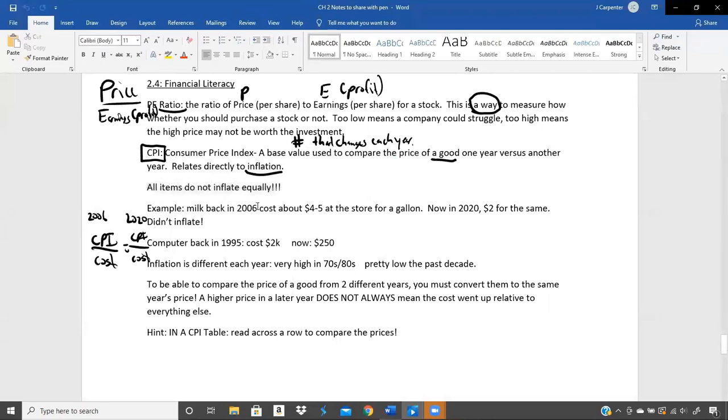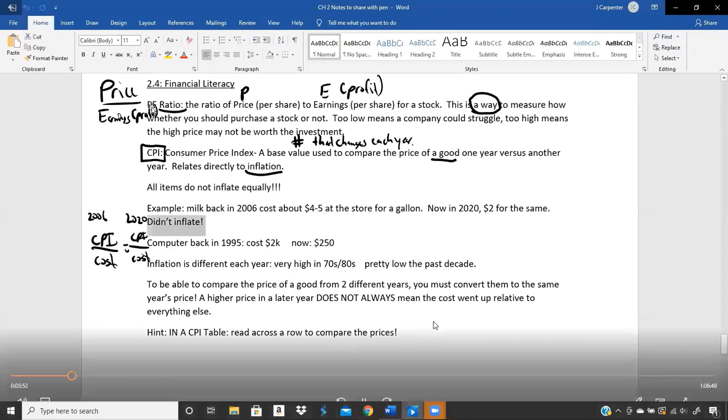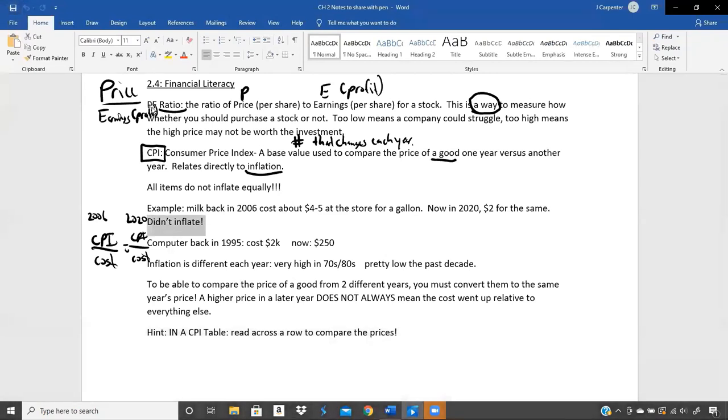For example, milk back in 2006 cost about $4 to $5 at the store for a gallon. Again, regular milk, not whole milk, not organic. Now in 2020, it's about $2, like $2.20 or $2.30 if you're buying 2% milk. So that milk definitely did not inflate at all. In fact, it deflated, because the dollar is weaker now after 14 years. It's gone down pretty much every year. Notice I said pretty much every year. It doesn't always go down.